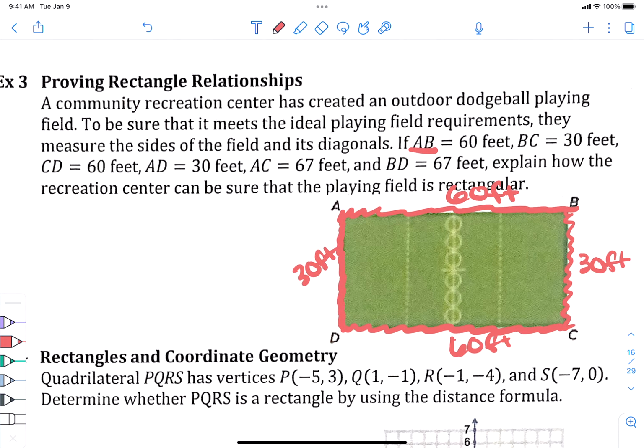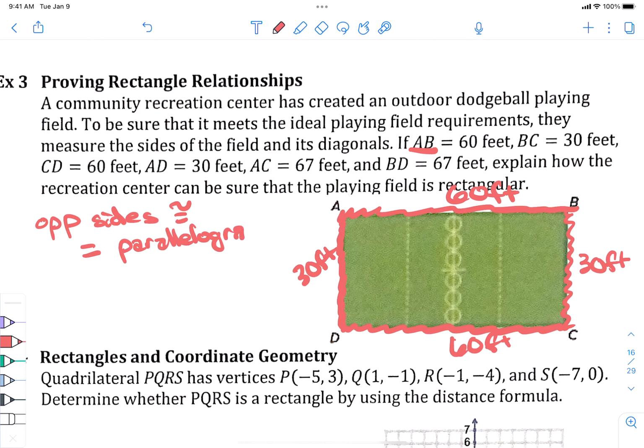Now I'm going to stop there and I'm not going to read the diagonal part. But if we have just this information, just those sides, is that enough for me to say that that is a rectangle? It could be. So I'm going to say opposite sides are congruent. That makes it a parallelogram, right? Go ahead and write this part down. Opposite sides congruent means that it's a parallelogram.